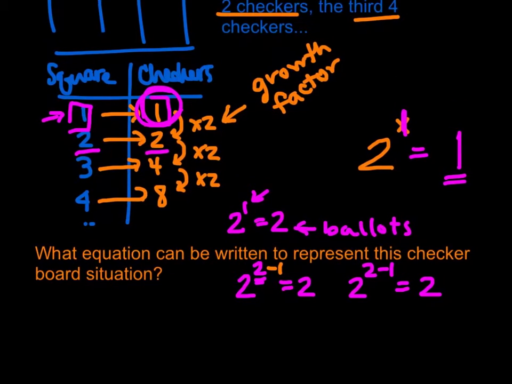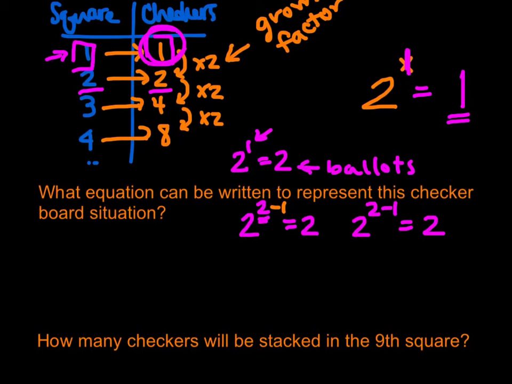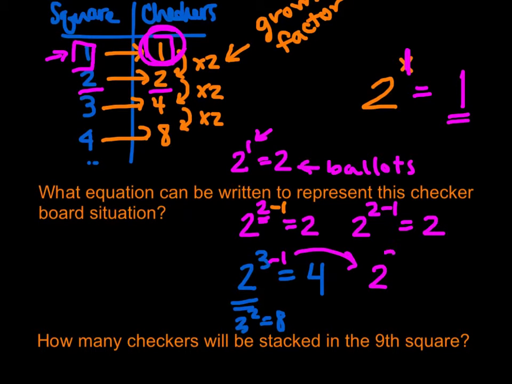Let's see if that concept works for more situations. If we had 2 to the third power, we need it to equal 4. But 2 to the third power doesn't equal 4. 2 to the third power equals 8. How can we get it to equal 4? Well, if we subtract 1 from the exponent, we then have really 2 to the second power, and that can equal 4. So it looks like our equation for this situation is 2 to the x, representing a square, minus 1 equals the number of checkers.